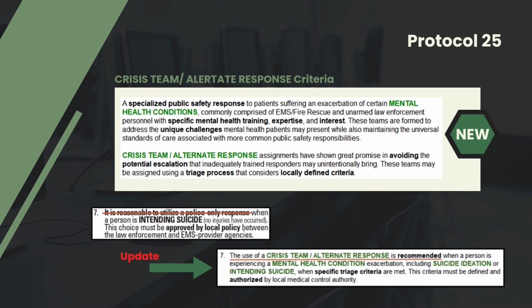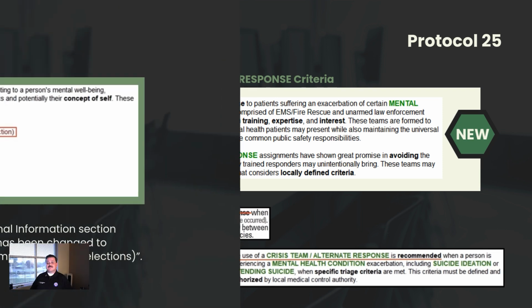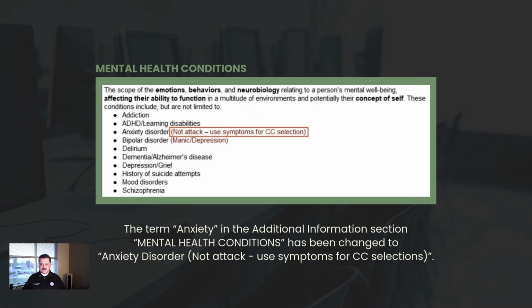Also note that in Protocol 25, Axiom 7 has changed to reflect the evolution and appropriate handling of mental health patients. This following change will hopefully clear some noted confusion regarding the use of Protocol 25 for anxiety. Anxiety listed in mental health conditions now comes with a qualifier that it's being reported as a disorder and not an attack, and we will still select the chief complaint based on the patient's symptoms in cases of an anxiety attack.